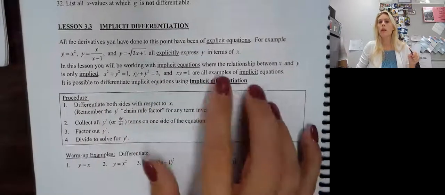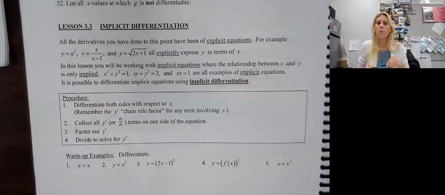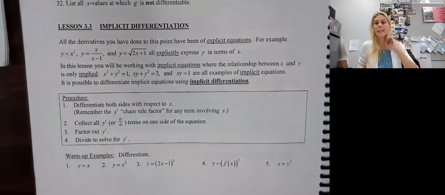so on and so on. These are all examples of implicit. It is possible to differentiate implicit using implicit differentiation. So what we have to do is differentiate both sides with respect to x.